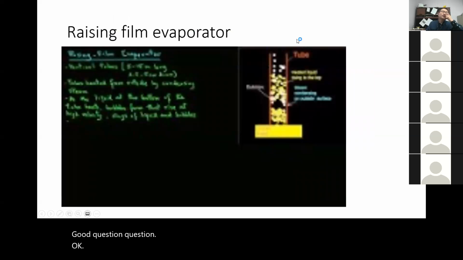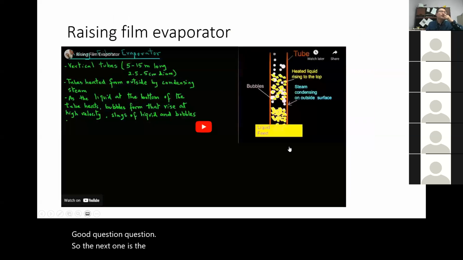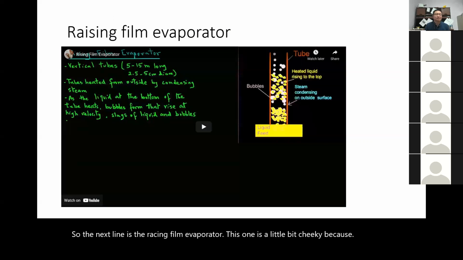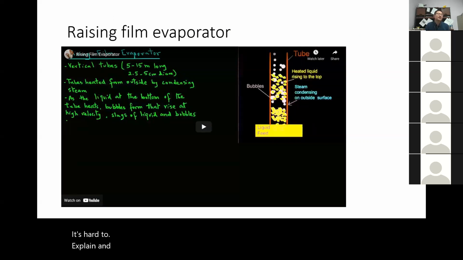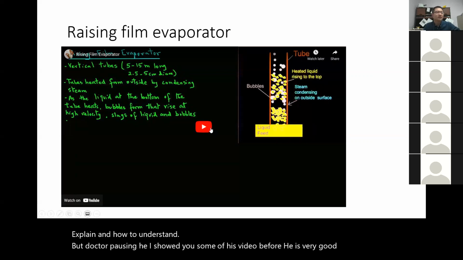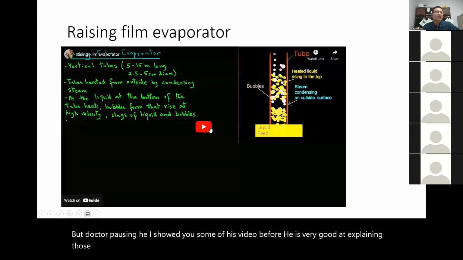So the next one is the rising film evaporator. This one is a little bit tricky because it's hard to explain and hard to understand. But Dr. Paul Singh, I showed you some of his video before. He is very good at explaining those abstract or very complex systems. So I will just let him explain, then I'll do a quick summary.